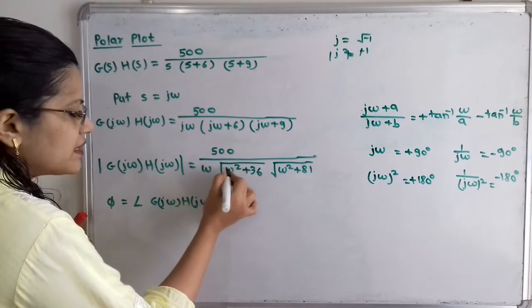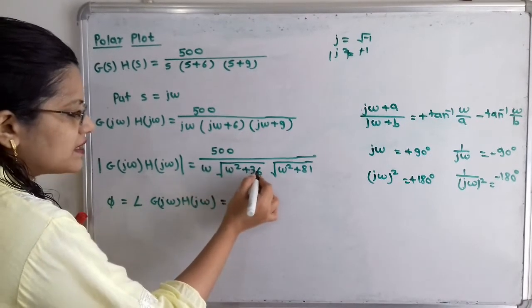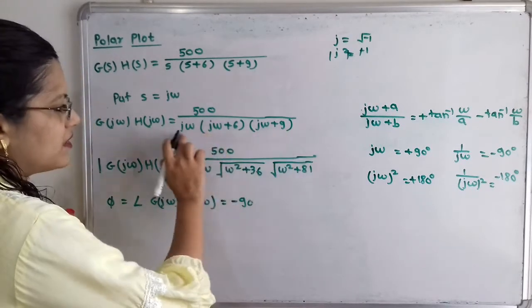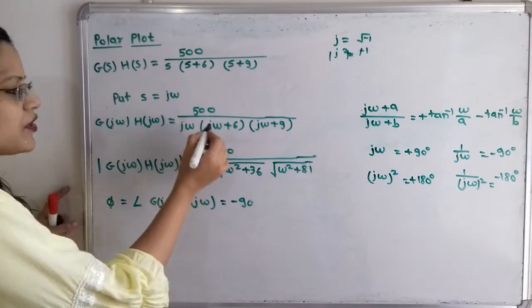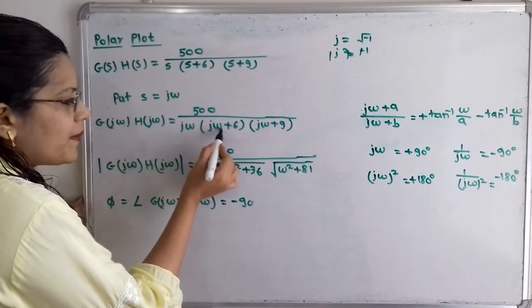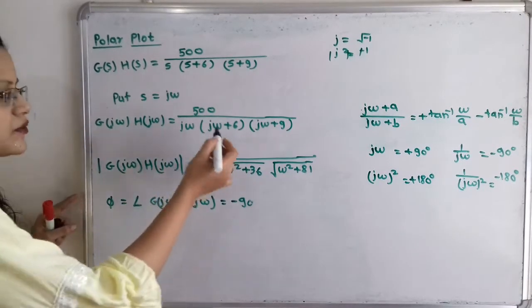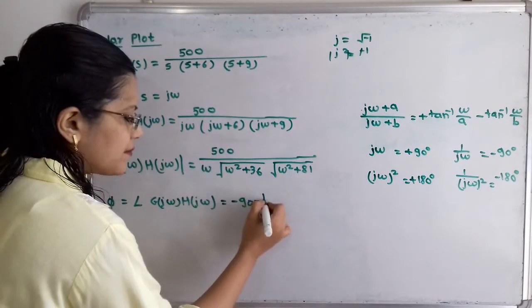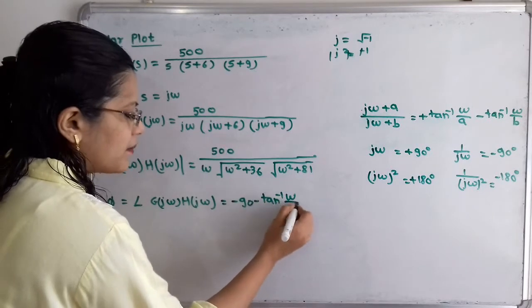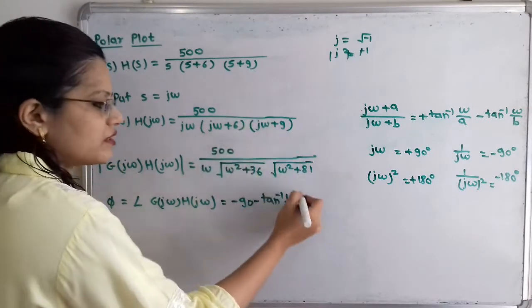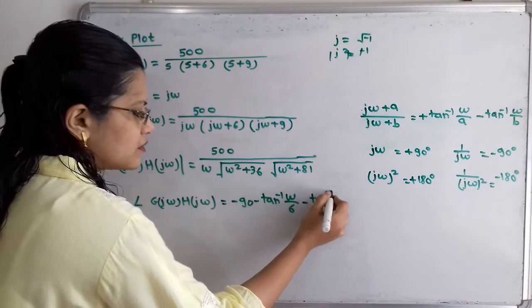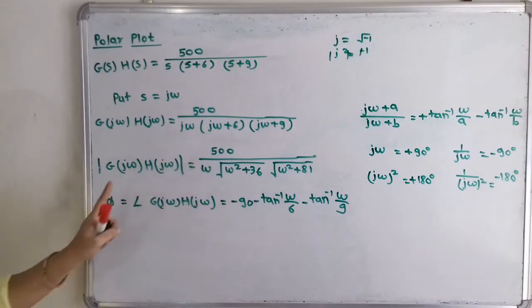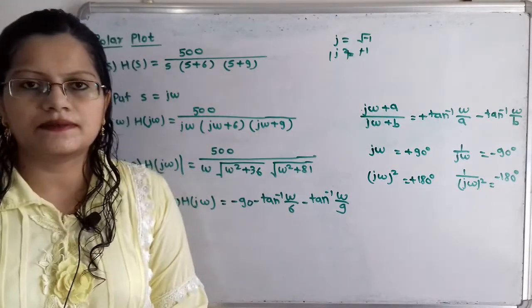Now here the imaginary part is omega, and the real part is 36. So we will refer to this transfer function. If we observe here omega divided by 6, we have to take minus tan inverse because this term is in the denominator. So I will take minus tan inverse of omega by 6. This term is also in the denominator, so I will take minus tan inverse of omega by 9. So this is the magnitude and this is the phase angle.